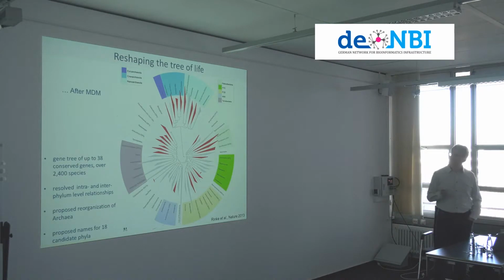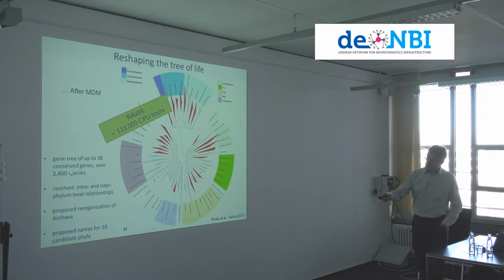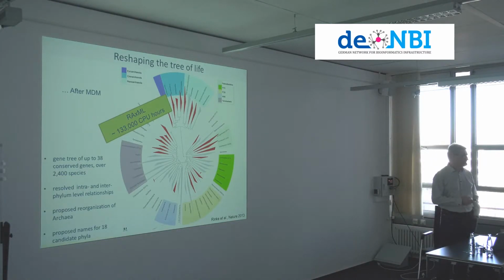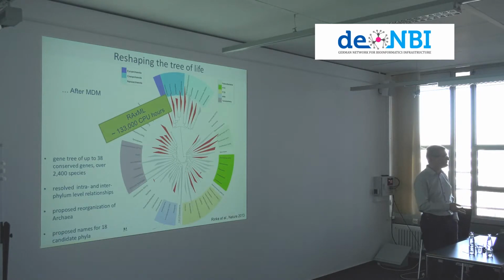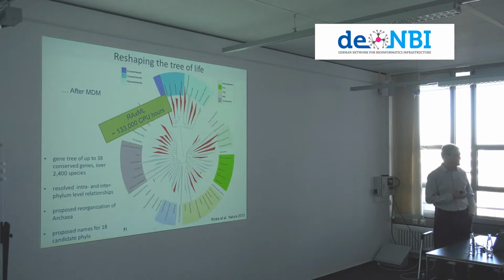Okay. Generating these trees is actually not easy. It took about 130,000 CPU hours to generate these trees, right? Because usually you do this multiple times, and with these many species, it took quite a while to generate this, right? 130,000 CPU hours. If you want to run this on your laptop, you have to wait for a long time. Of course, you could use the cloud, right? At that time, we could have used the Amazon cloud, right?